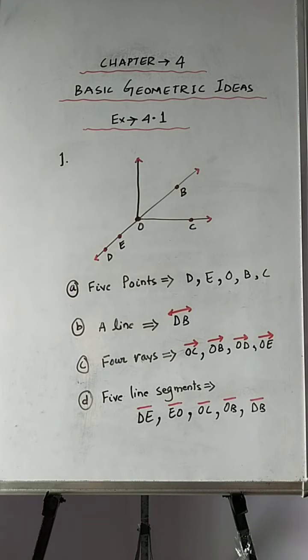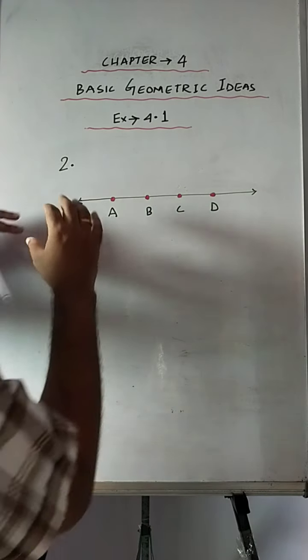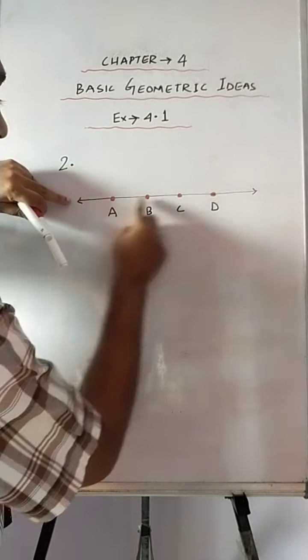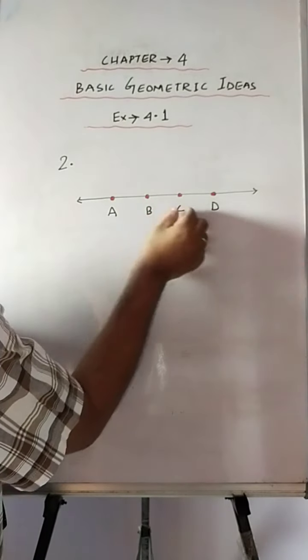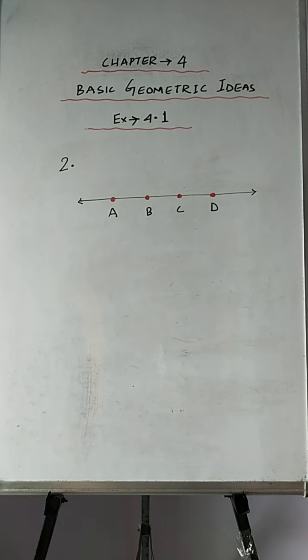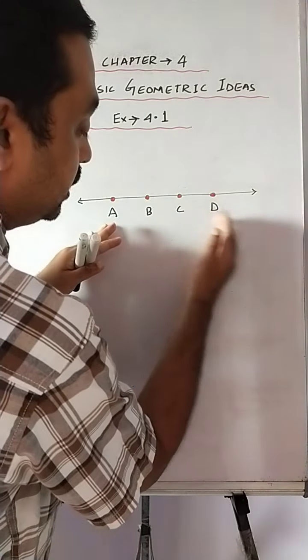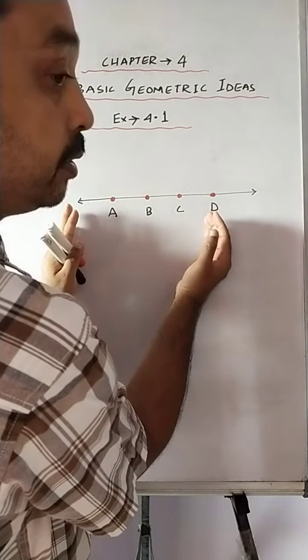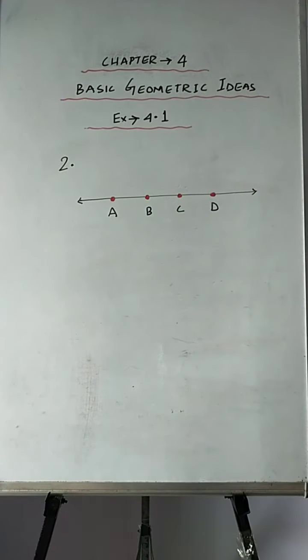Now let's move on to question number 2. In question number 2, this figure is given: this is a line, and on the line 4 points are given, that is A, B, C and D. Now what they have asked: name the lines. You have to name all the lines given in all possible ways. It's not that you only have to look towards the right hand side, but on the left hand side also you can go.